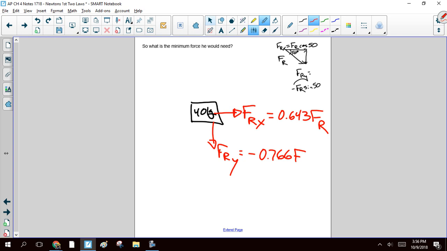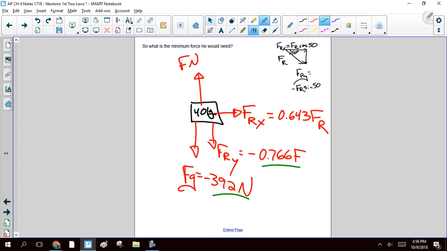All right, let's see. So what else? There's gravity pulling this thing down, right? The force of gravity is negative 392 newtons. There's got to be a normal force preventing the motion, and that normal force needs to be big enough to cancel both of these. And so that's going to give you 392 plus 0.766 force of Roy. I just realized I forgot my R here on Roy's force there.